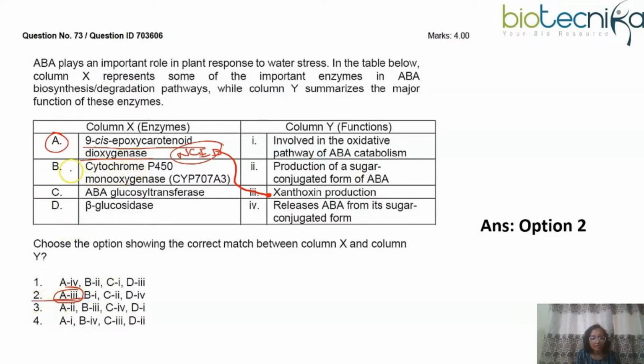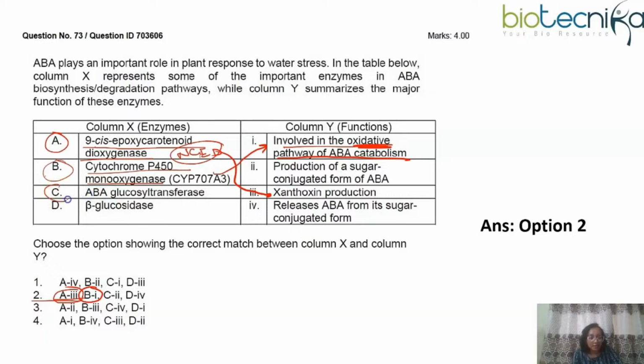But let's go through the other enzymes. B, cytochrome P450 monooxygenase. Now this enzyme is involved in oxidation process. And as given here in option 1, it is involved in the oxidative pathway of ABA catabolism. It is involved in oxidation of abscisic acid, thereby breaking it down further. Okay, so B is 1.